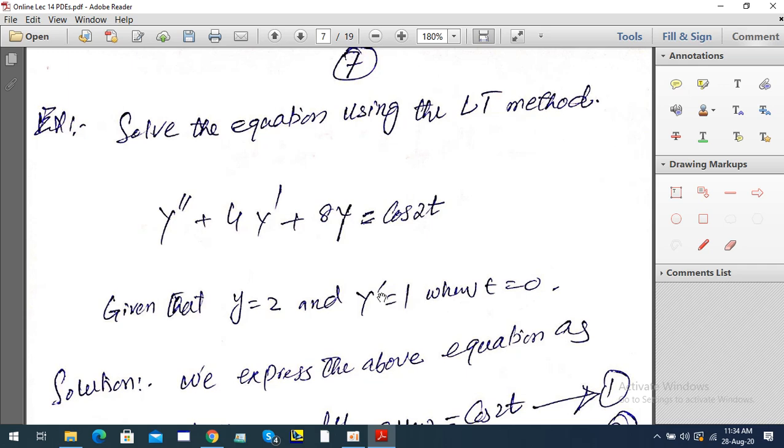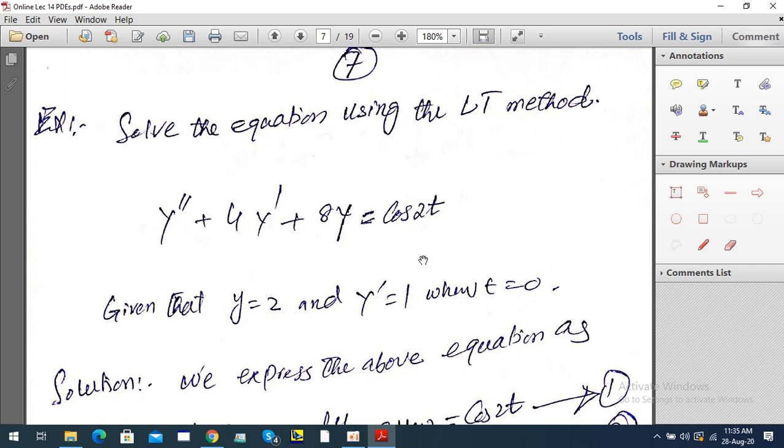Now this is an example of how to apply the Laplace transform on the ordinary differential equation. You can see this one. This is y double prime, that is d square y by dt square. This will be a function of t. Remember, Laplace is applicable only for a function f of t, so it should be differentiated with respect to t. So y double prime means d square y by dt square plus 4 dy by dt plus 8y equal to cos 2t. This y is also a function of t.